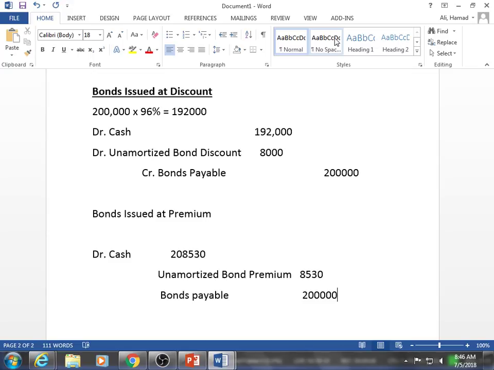So how did they figure that out? You multiply: principal times interest rate times time. 20,000 times 9% times 6 over 12. How much is that? 900. All right.